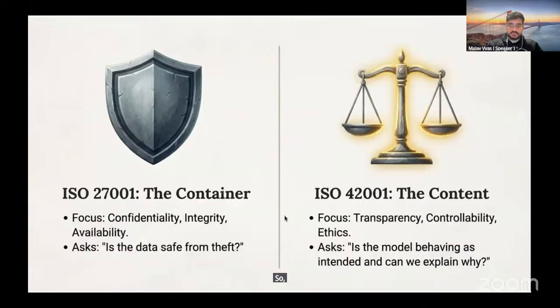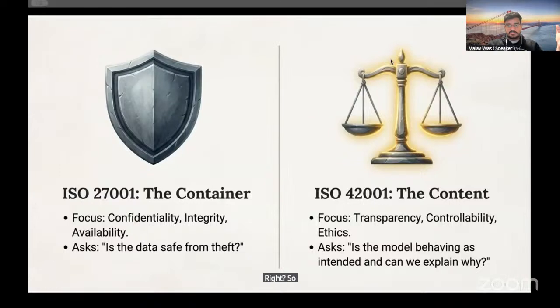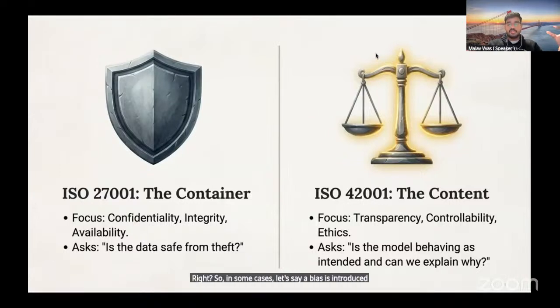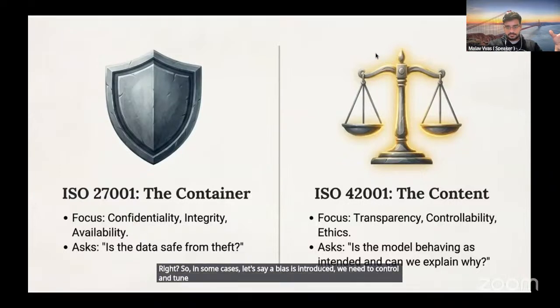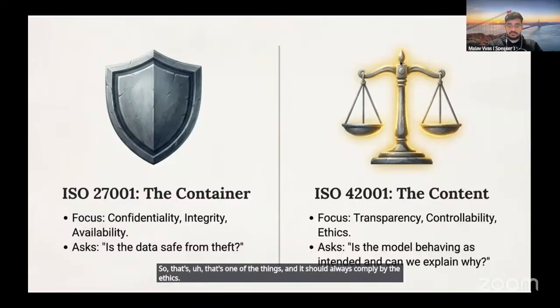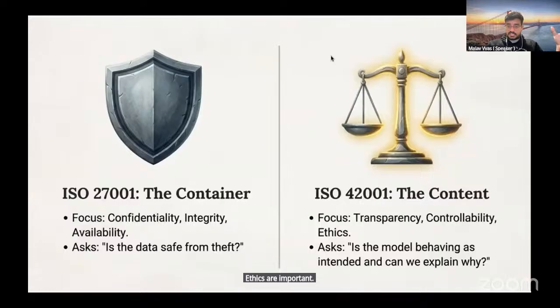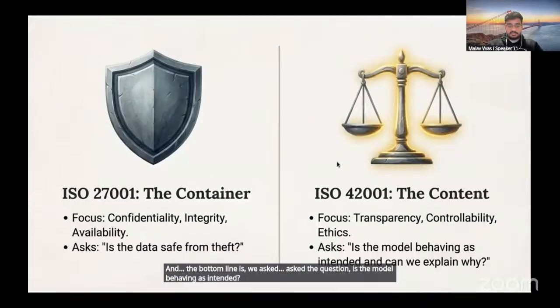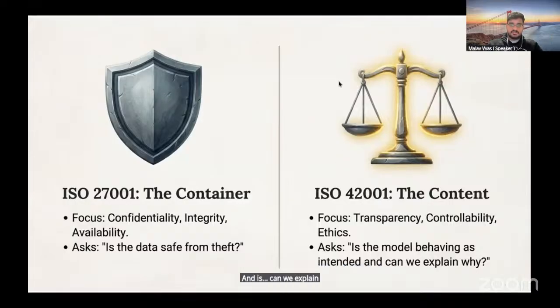So we need transparency. We need to control the model, right? In some cases, let's say a bias is introduced, we need to control and tune the model. That's one of the things, and it should always comply with ethics. Ethics are important, and the bottom line is we ask the question: is the model behaving as intended, and can we explain why it's behaving like this?